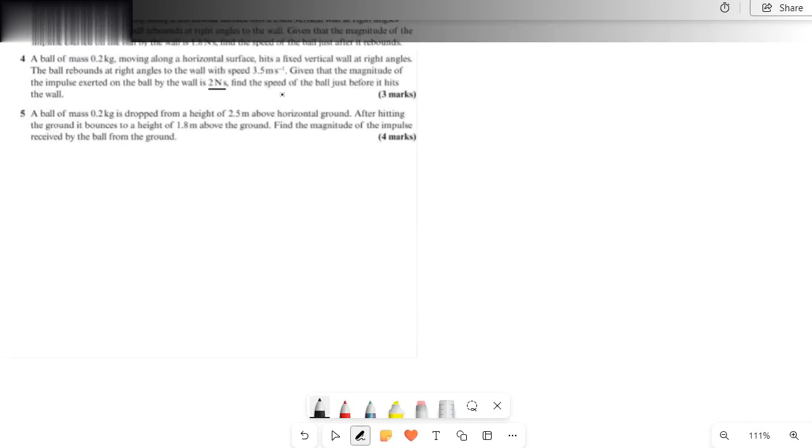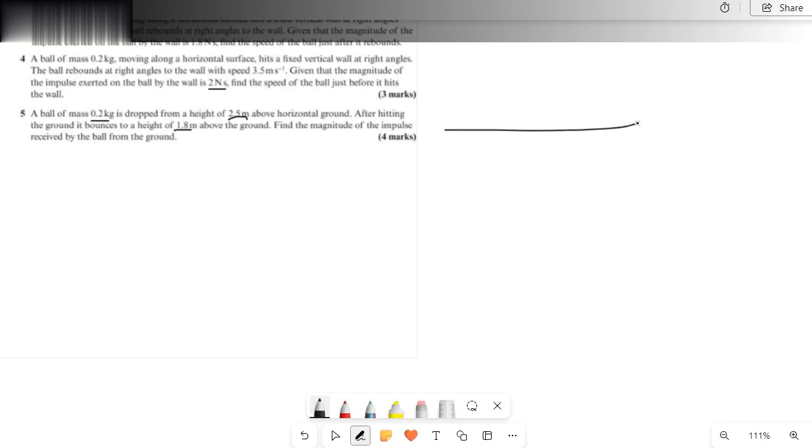For number 5, a ball of mass 0.2 kg is dropped from a height of 2.5 meters above a horizontal ground. After hitting the ground, it bounces to a height of 1.8 meters above the ground. Find the magnitude of the impulse received by the ball from the ground.